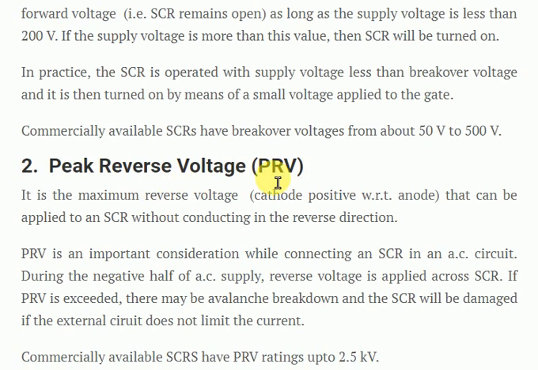Peak reverse voltage, PRV, is the maximum reverse voltage, cathode positive with respect to anode, that can be applied to an SCR without conducting in the reverse direction. PRV is an important consideration while operating an SCR in an AC circuit. During the negative half cycle, AC reverse voltage is applied across the SCR.